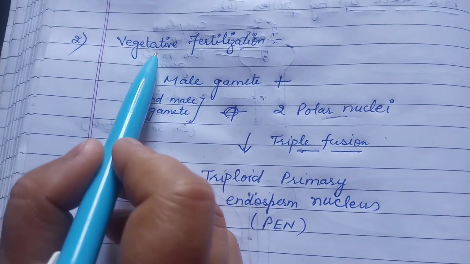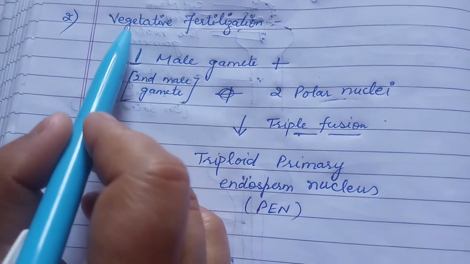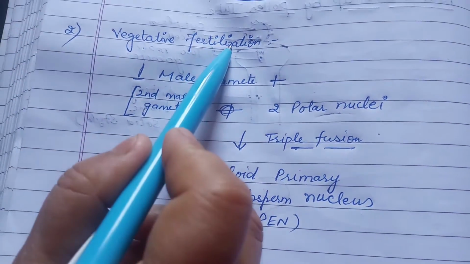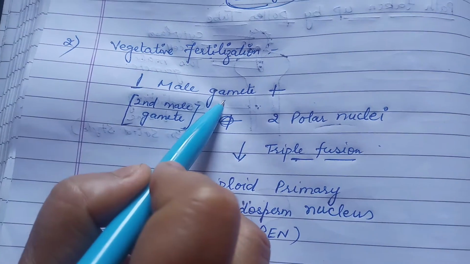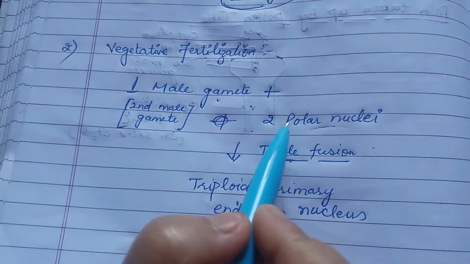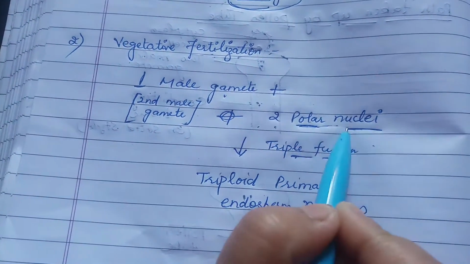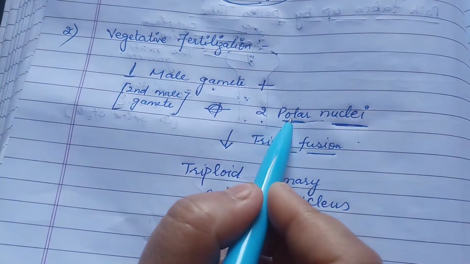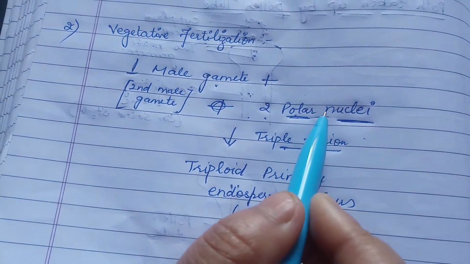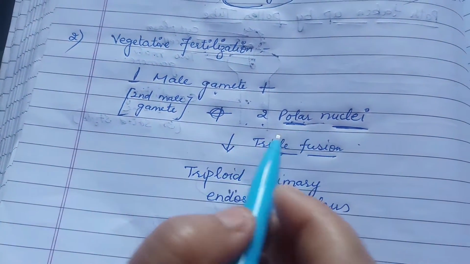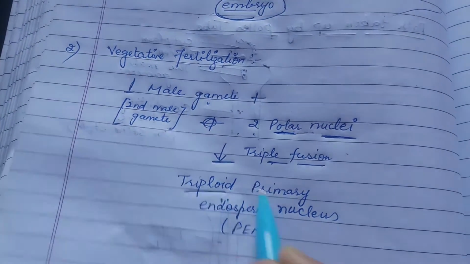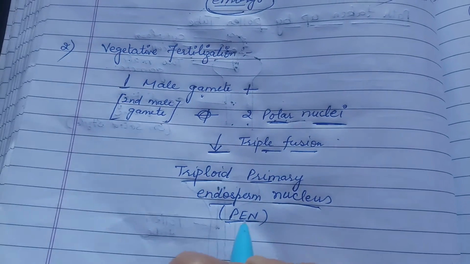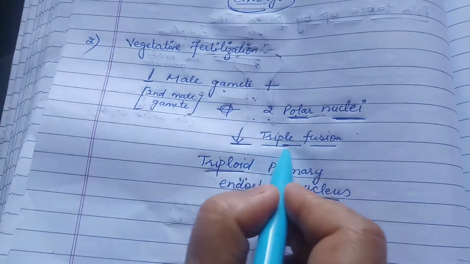Now come to the second type of fertilization, that is vegetative fertilization. It is the fusion of the second male gamete with two haploid polar nuclei, that is mainly formed in the male gametophyte. Now it starts to fuse with the diploid secondary nucleus of the central cell, and after the fusion it shows the triploid primary endosperm nucleus, also known as PEN. It is called triple fusion.